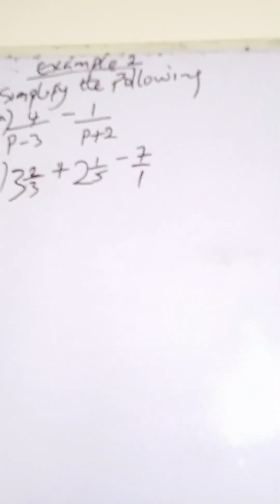To take another example, question 2. Simplify the following. A. 4 all over p minus 3, minus 1 all over p plus 2. B. 3 and 2 over 3, plus 2 and 1 over 5, minus 7 over 1. So let's take the first one, which is A: 4 all over p minus 3 minus 1 all over p plus 2.